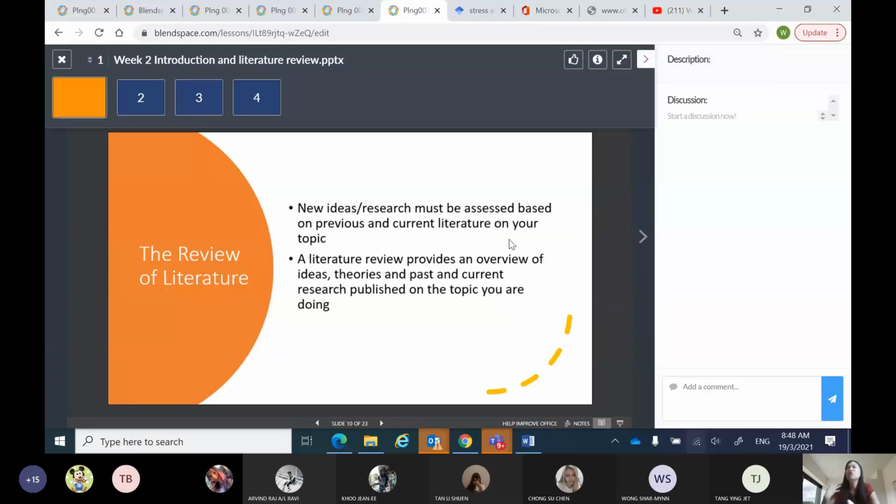We are trying to study and understand past research, what past researchers have found out about our topic. We want to review the past studies, what other researchers have found out about our topic. So a literature review provides an overview of all the ideas, theories, and also past and current research that was published on the topic that we are doing. Note the word published.